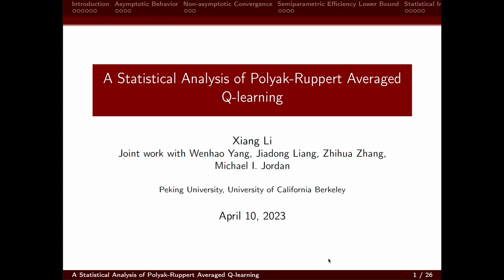University. This is joint work with Wenhao Yang, Jiadong Liang, Professor Zhihua Zhang, and Professor Michael Jordan. In this work, we study the so-called Polyak-Ruppert average Q-learning from both asymptotic and non-asymptotic perspectives.